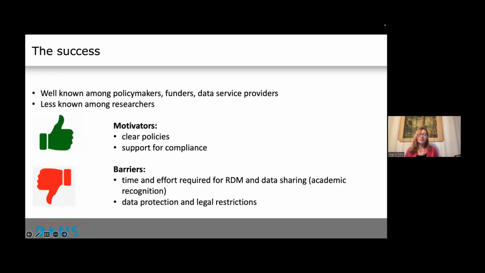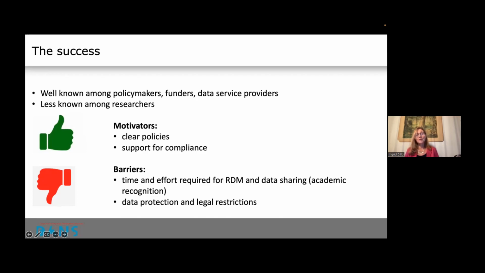And big barriers for them are the fact that doing good research data management takes a lot of time and effort. And that time and effort up till now is not really recognized. You don't get any academic credits for that, and that is a big barrier. And they also have concerns about data protection and legal restrictions.